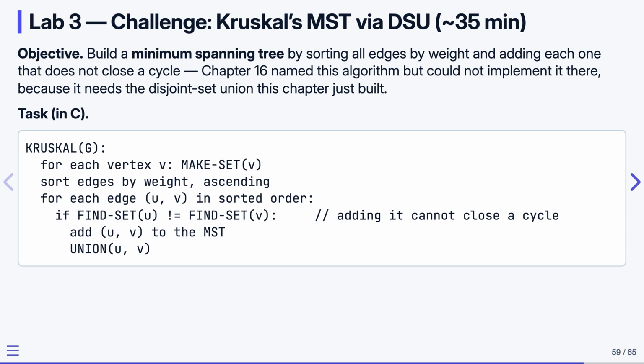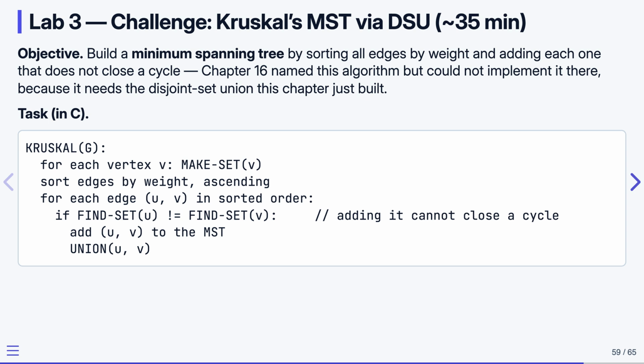Time for Lab 3, the challenge. Your objective is to build a minimum spanning tree with Kruskal's algorithm. You sort all the edges by weight, then add each one that does not close a cycle. Chapter 16 named this algorithm but could not implement it there because it needs the disjoint set union you just built. The pseudocode is short.